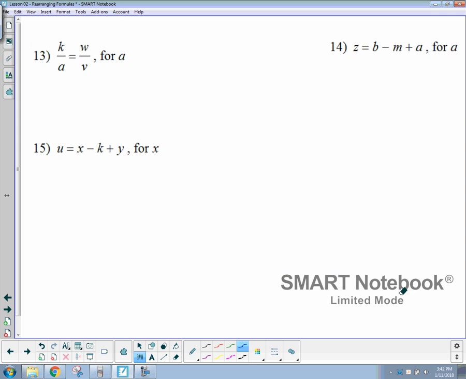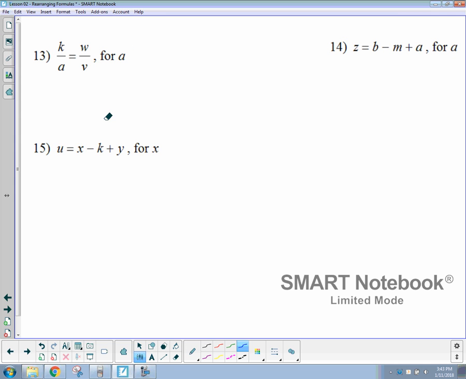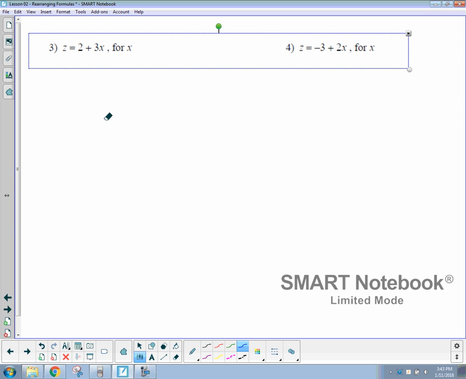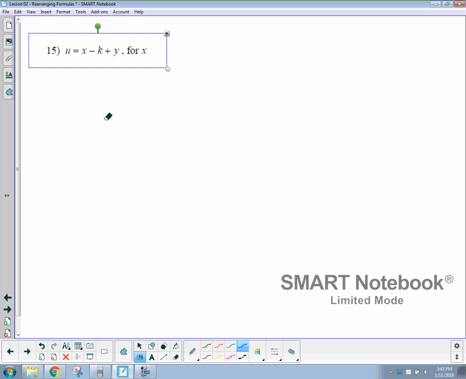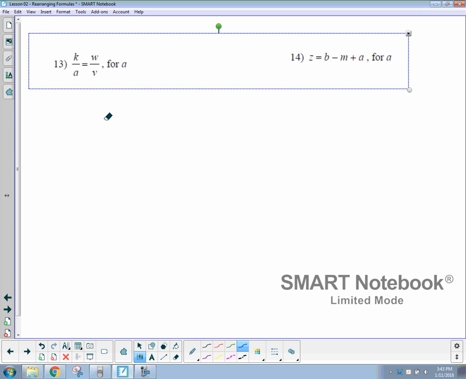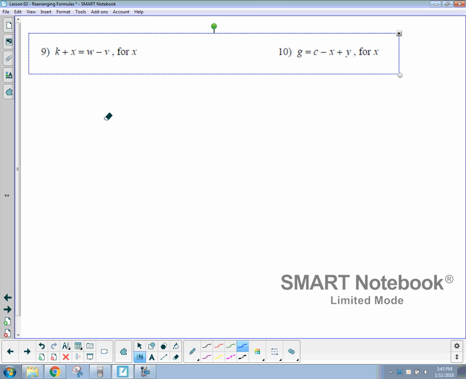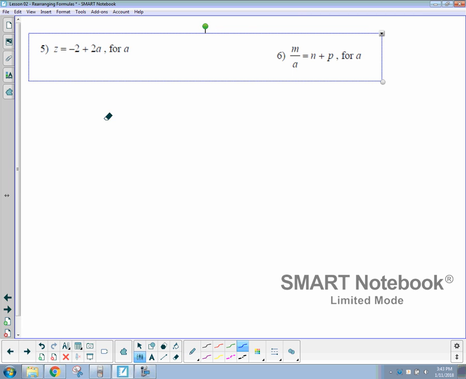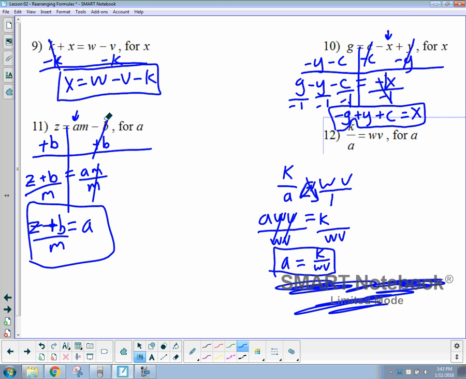Alright, 13. I think these are the last ones. Don't know where those came from. Wait, are these even part of the problems? What did I do? Add them twice? I think these are the same problems. I hope they are.